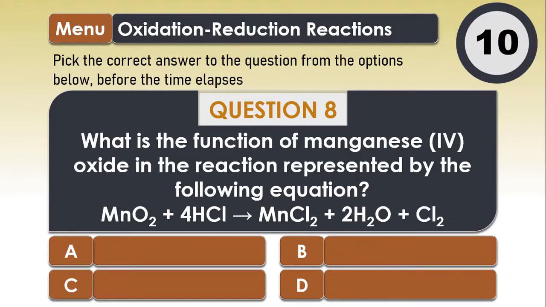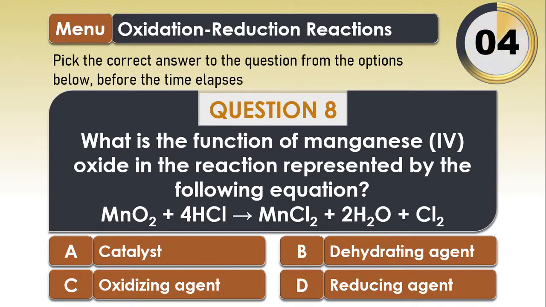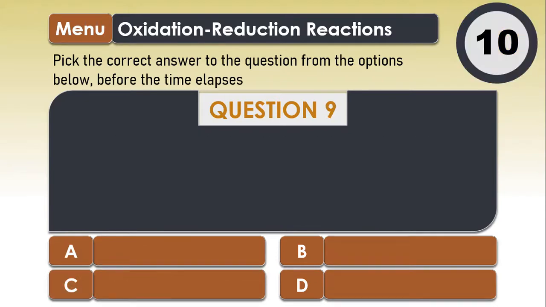Question 8. What is the function of manganese 4 oxide in the reaction represented by the following equation as shown on the screen? A, catalyst, B, dehydrating agent, C, oxidizing agent, and D, reducing agent. If you chose C, oxidizing agent, then you're correct.